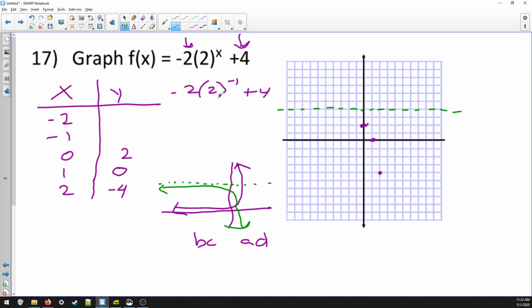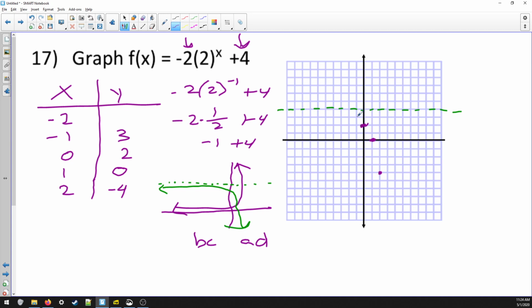So 2 to the -1, if you just type that in your calculator, you're welcome to do that because we're graphing, is 1/2, right? It's 0.5, okay? So if I do a half times -2, and then add 4, well, -2 times a half is -1 plus 4, and that looks like 3, okay? So let's see how that looks on our graph.